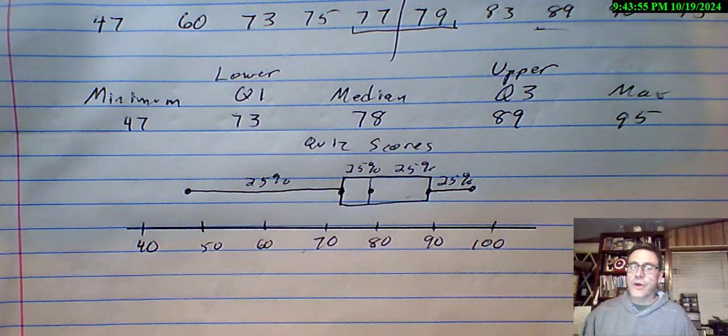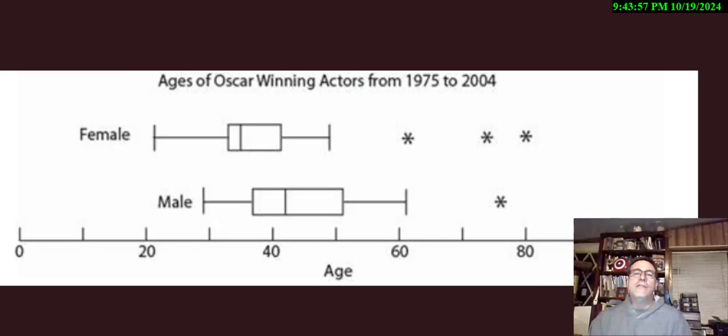So here is one. All right, these are the ages of Oscar-winning actors over a 30-year period, 1975 to 2004, between females and males. And the box and whisker plot, so I noticed there's a bigger spread among the males, right? Especially that middle 50%. So it seems like there's a bigger spread here, and most of the women, at least half of that middle half of the women, most of them are in their early 30s to early 40s.